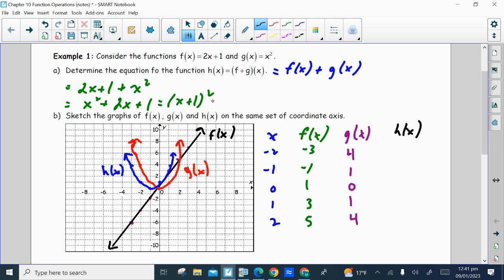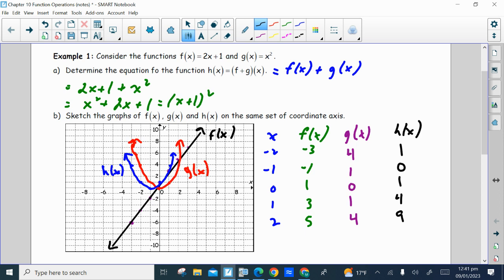if I use the factored one, which is a little bit easier, when x is -2, -2 plus 1 is -1, squared is 1. When x is -1, -1 plus 1 is 0, squared is still 0. When x is 0, 0 plus 1 is 1, squared is 1. 1 plus 1 is 2, squared is 4. And 2 plus 1 is 3, squared is 9. And so that would give us the points for h at x, which are on the blue graph.